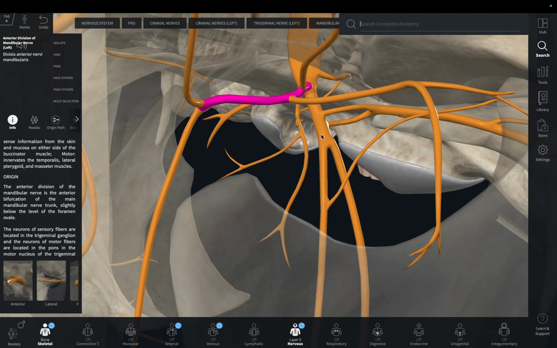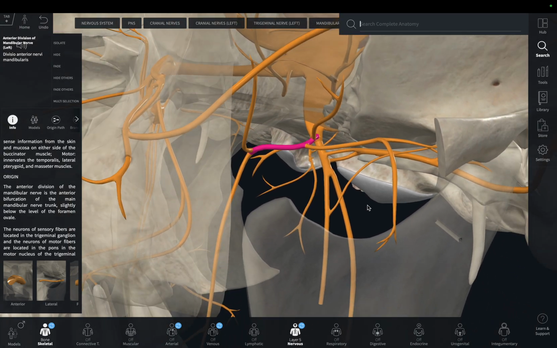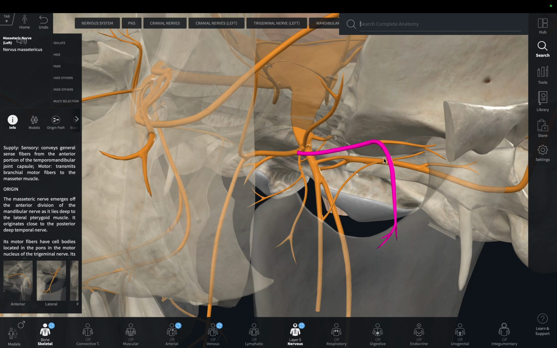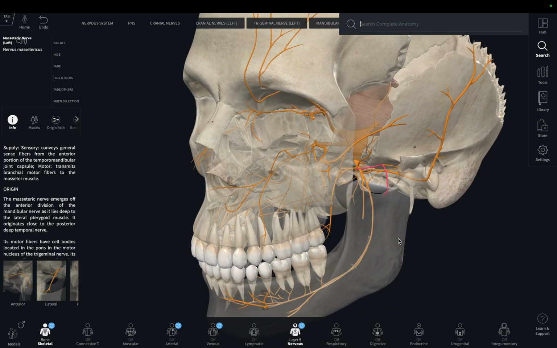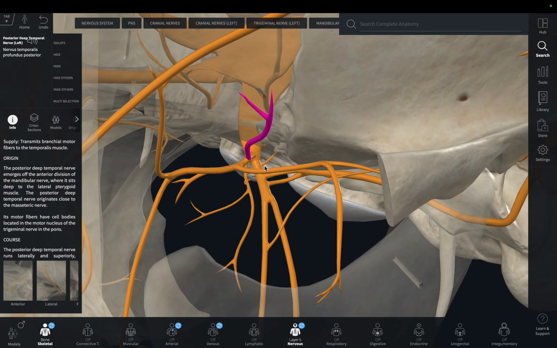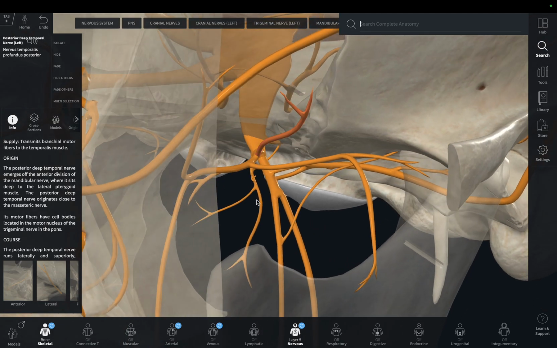The anterior division of the mandibular nerve is primarily motor with the exception of the long buccal nerve, here known as the buccal nerve. We'll first go through the masseteric nerve. The masseteric nerve provides motor innervation to the masseter. It runs over the mandibular notch here and provides the masseter, which is located here. This nerve is the posterior deep temporal nerve, which provides motor innervation to the temporalis muscle.